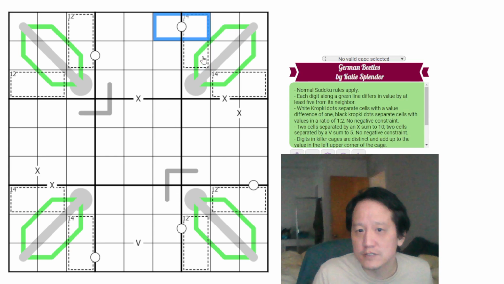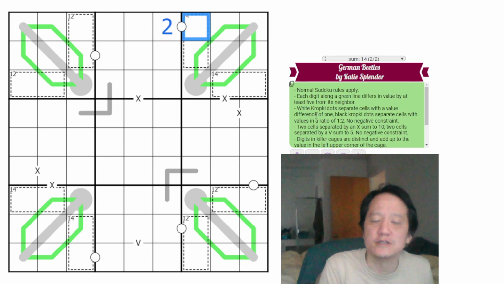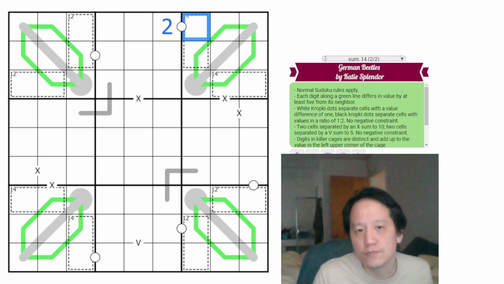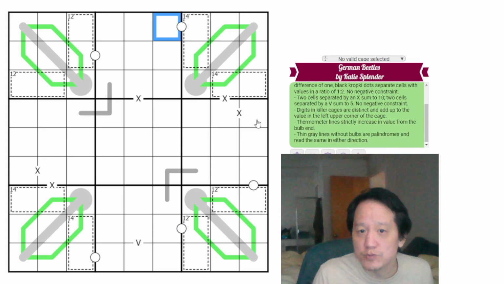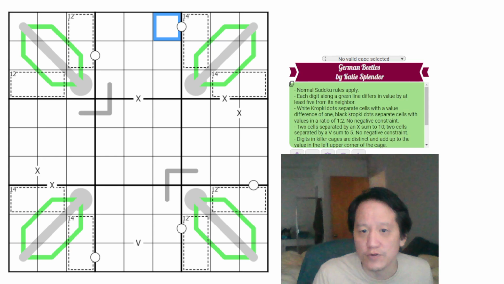White Kropki dots separate cells with a value difference of 1. So for example, if this is a 2, that means this has to be a 1 or a 3. Black Kropki dots separate cells with a value in a ratio of 1 to 2, and there are no negative constraints for either of those.